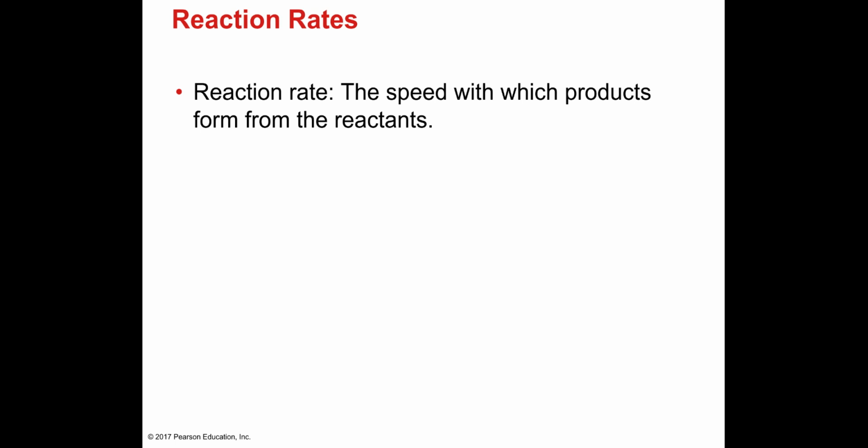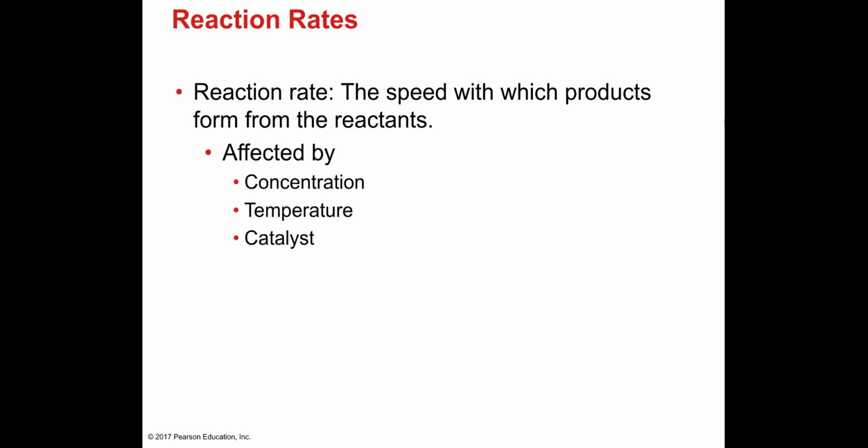It's the same way with chemicals. When we mix chemicals, it takes a certain amount of time for all the reactants to be converted into product. And so that time it takes for reactants to be converted to product is what we call the speed or the reaction rate. And so it's the speed with which products form from reactants.